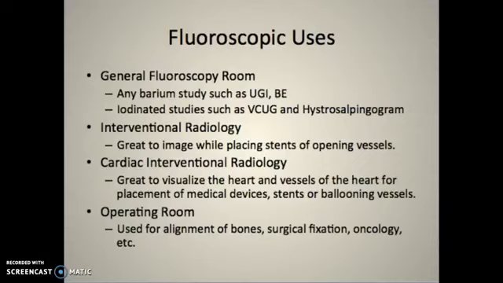Interventional radiology is a great place for stents and opening up vessels. There's cardiac interventional. Sometimes these two are combined, depending on the size of your facility. Cardiac interventional radiology is used for anything to do with the heart. They'll put stents in, pacemakers, defibrillators, you name it. The operating room is great for any kind of C-arm work. Sometimes they have fixed units, but typically we're bringing in a C-arm unit. We use that for ortho work, oncology, etc.